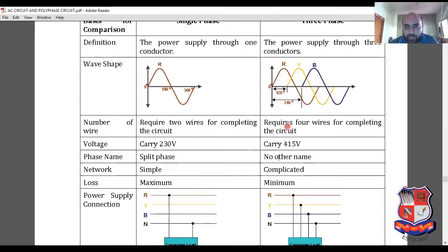Losses are minimum in case of three-phase conductors. Okay, so three-phase conductor losses are minimum.